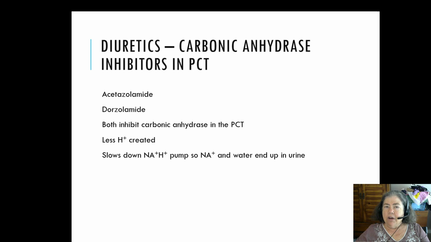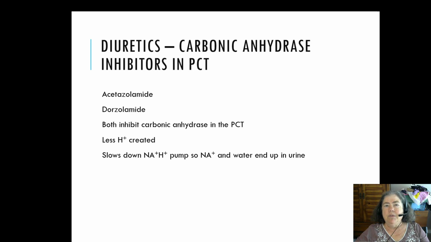When there is carbonic anhydrase in the tubular epithelial cell along that apical border, and you are inhibiting that, you don't create many hydrogen ions, because remember that reaction between carbon dioxide and water is facilitated by carbonic anhydrase. So you still get a few, but you don't get a lot. And this slows down that sodium hydrogen ion countertransport.